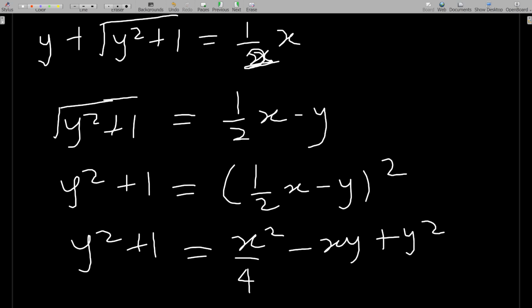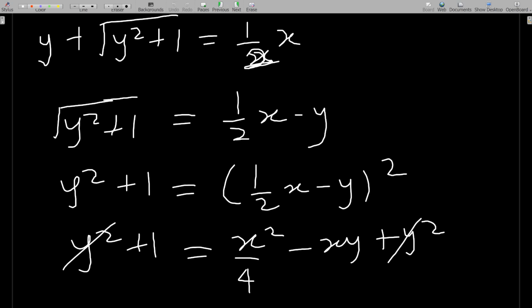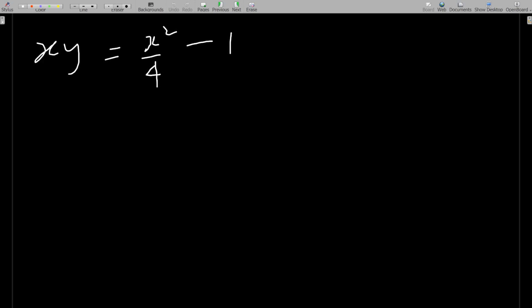So if I put y squared back to the left side, this will take this away. Then we'll have xy equal to x squared over 4 minus 1. This is what you have from this equation. Dividing through by x, y is equal to x over 4 minus 1 over x. This is pretty cool, right? So this is a solution to the question that was being asked.